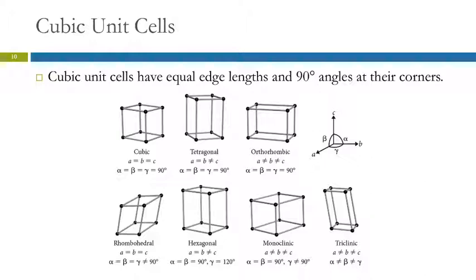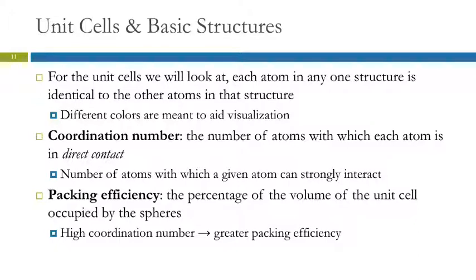So just know that those exist. We're going to look at the cubic cells. Keep it simple. We're going to look at several different unit cells. And the way the book illustrates them, it uses different colors. The colors are just meant to help us visualize all these circles.